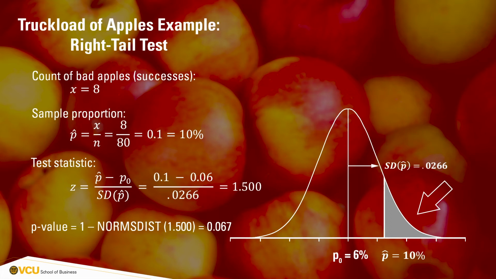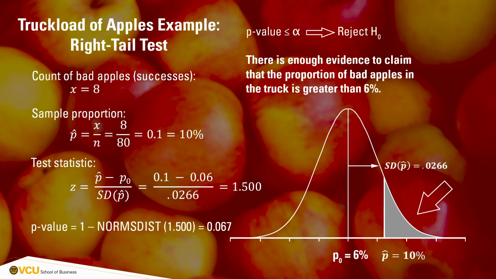Using the Excel formula NORM.S.DIST, we can calculate the p-value to be about 0.067, which is less than a significance level of 0.1. Therefore, we can reject the null hypothesis, and the inspector has enough evidence to turn back the truckload of apples, as it is likely to violate company standards.